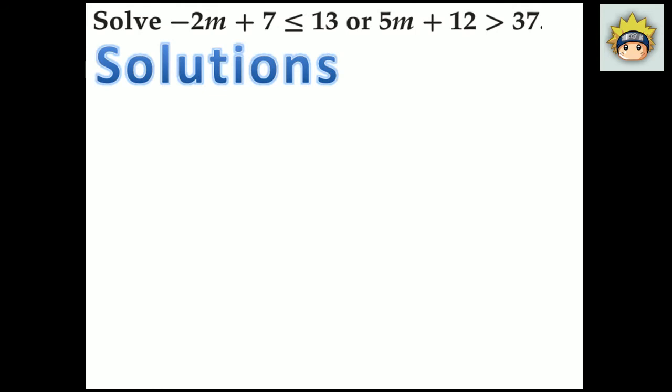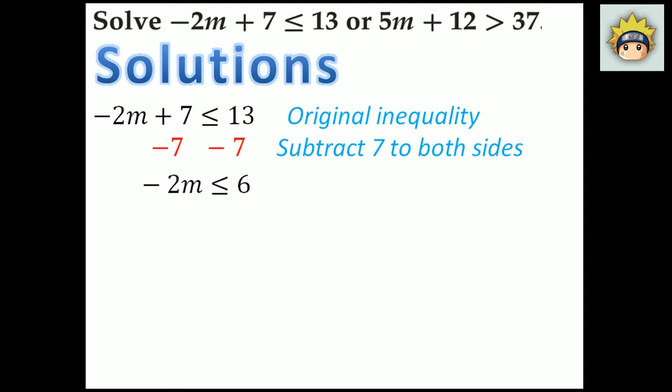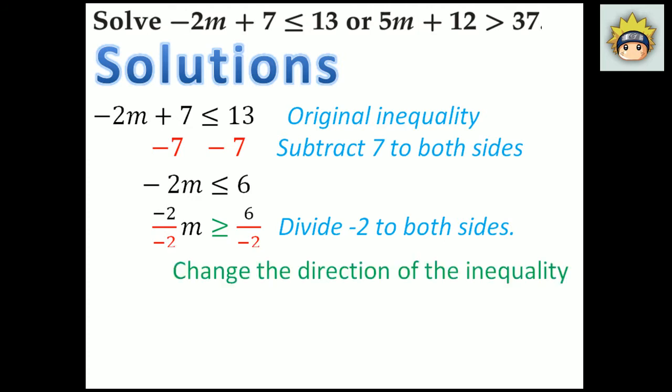Here's the problem again. Here's the solution. I write my original inequality. This is my left one, right? Negative 2m plus 7 is less than or equal to 13. Subtract 7 from both sides. Simplify, so negative 2m is left on my left hand side, which is less than or equal to 6. Divide by negative 2, because I'm trying to get m alone, on both sides, and in the process of dividing by a negative value, I have to change the direction of the inequality. So m is greater than or equal to negative 3.